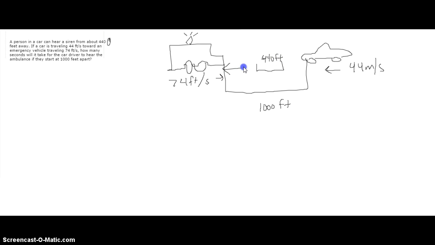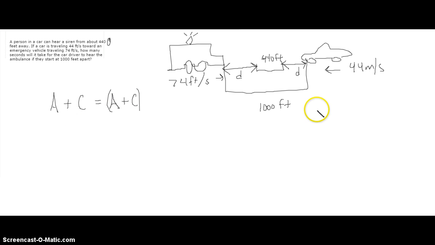Now this distance is going to be the distance the ambulance covers, and this distance is going to be the distance that the car covers. Now what we know is that the distance that the ambulance covers plus the distance that the car covers is going to be equal to the distance that they both cover together. So you can write that like the ambulance distance plus the car distance equals the ambulance plus the car distance combined, obviously.